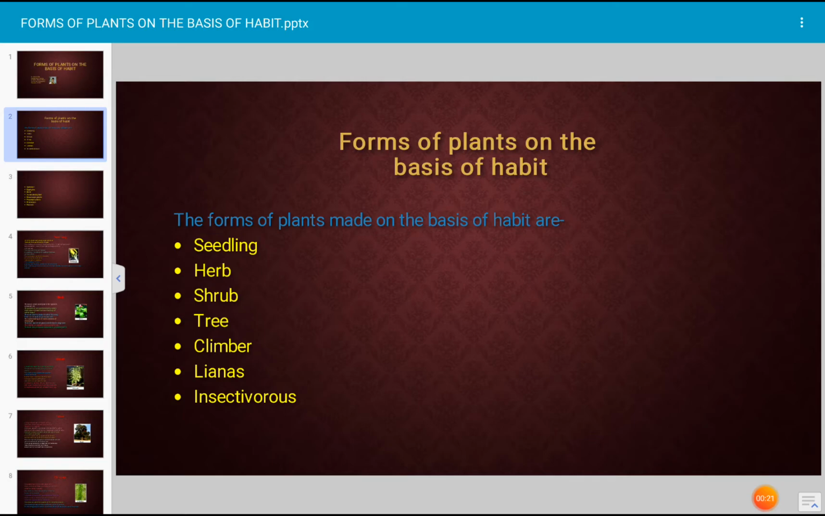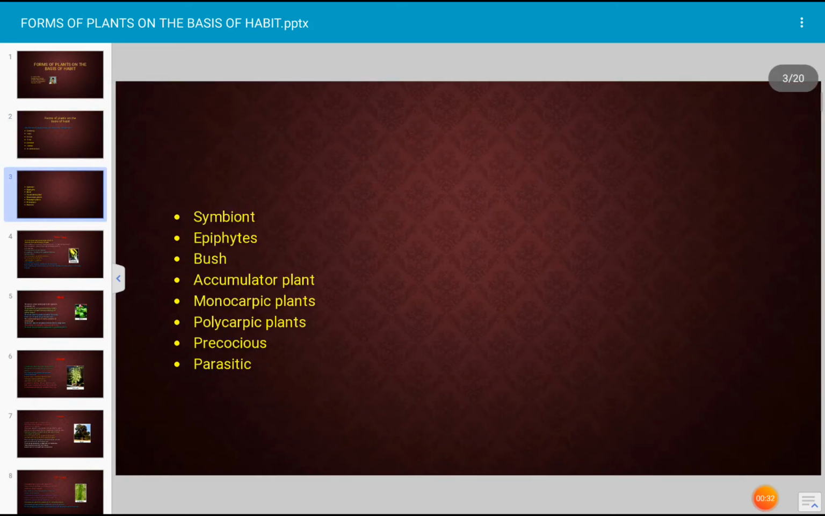First, that is seedling. It is one of the habits: herb, shrub, tree, climber, lianas, insectivorous plants, cymbants, epiphytes, bush, accumulator plant, monocarpic plant, polycarpic plant, precious plant, parasitic plant. These are different habits of plants.